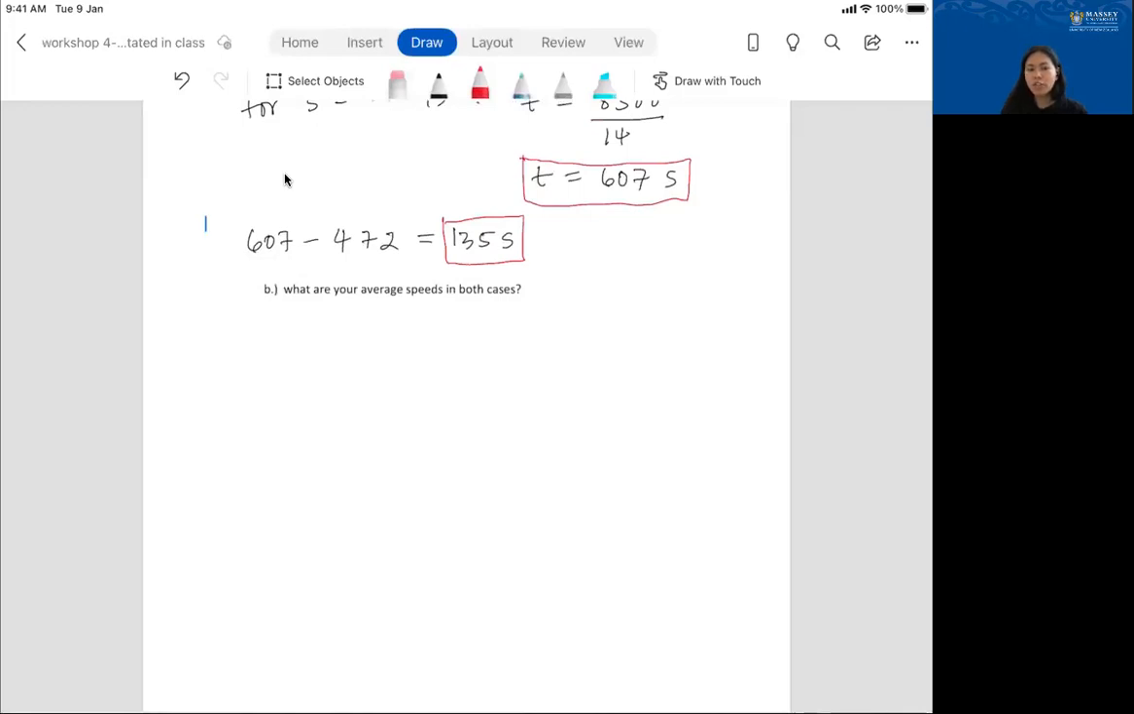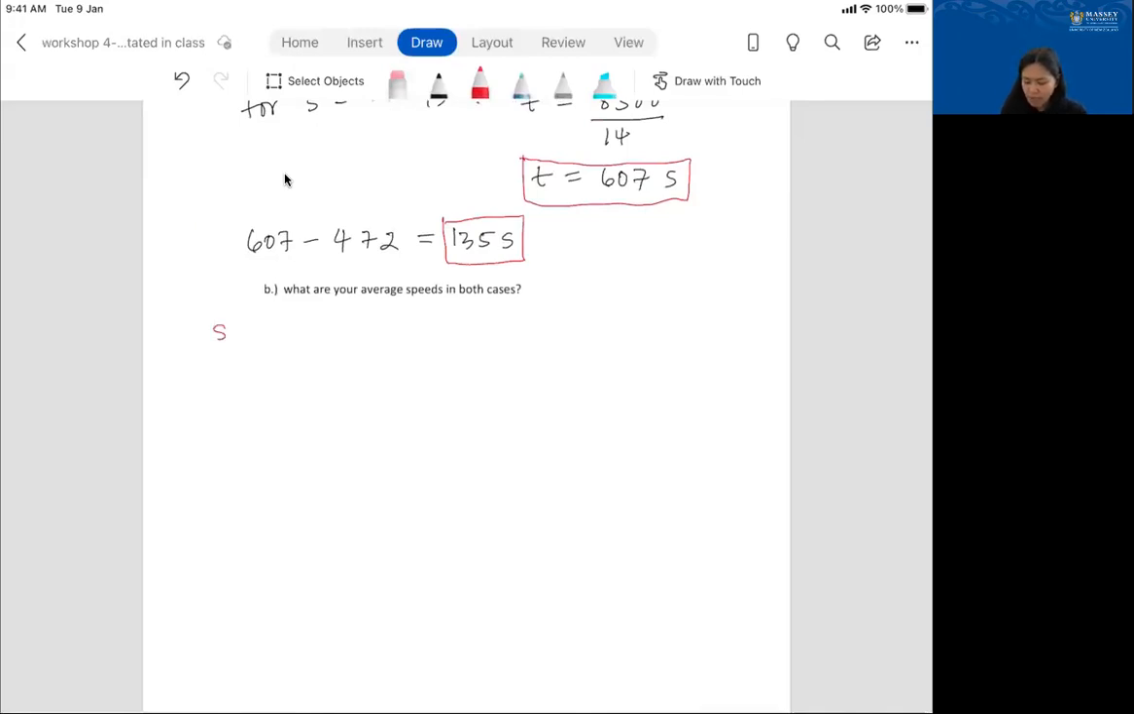Okay, and what are your average speeds in both cases? You might be thinking you're given the speeds already, 65 kilometers per hour or 18 meters per second, and 50 kilometers per hour or 14 meters per second. But that's just your driving time. It does not include the time you spend waiting for the red light to turn green. So the question being asked in B, your average speed, should include the time it takes for you to wait for the red light to turn green.